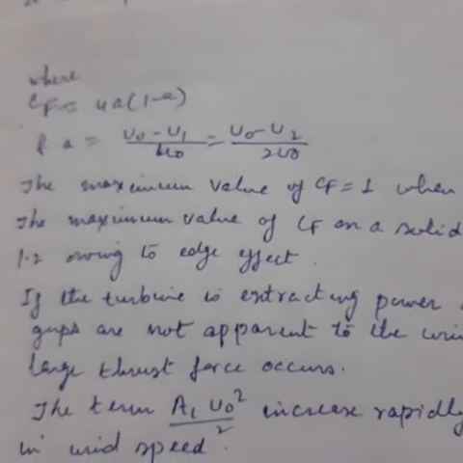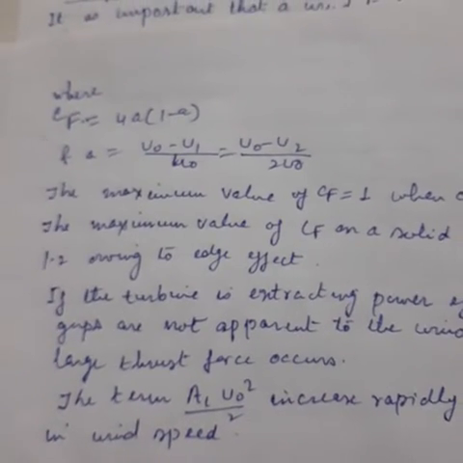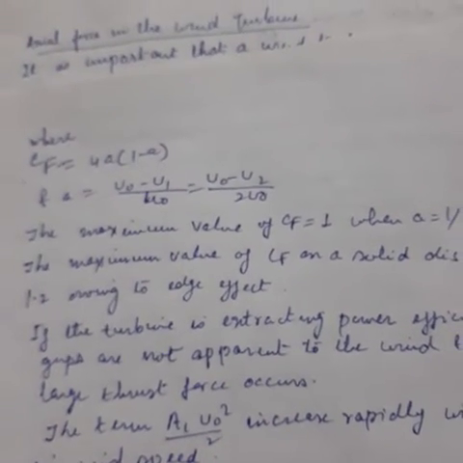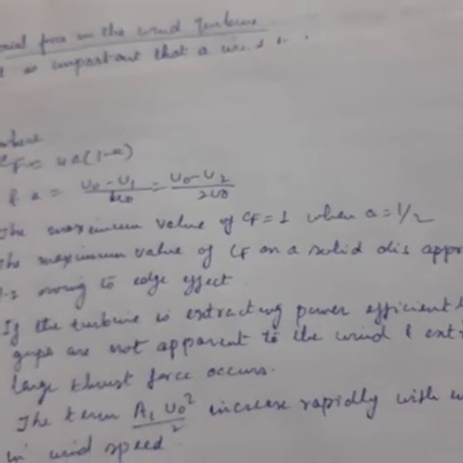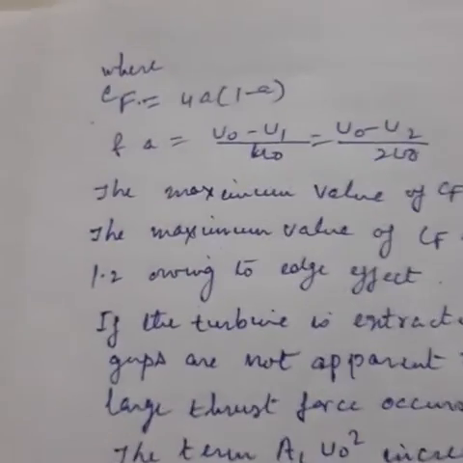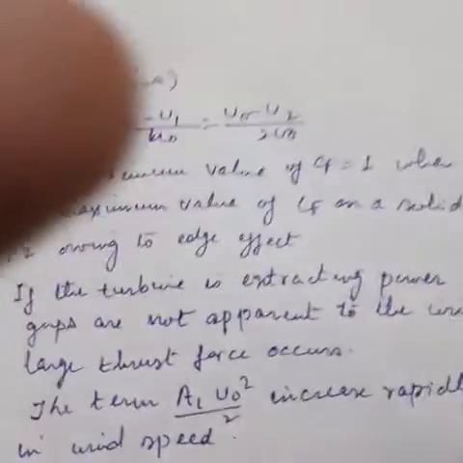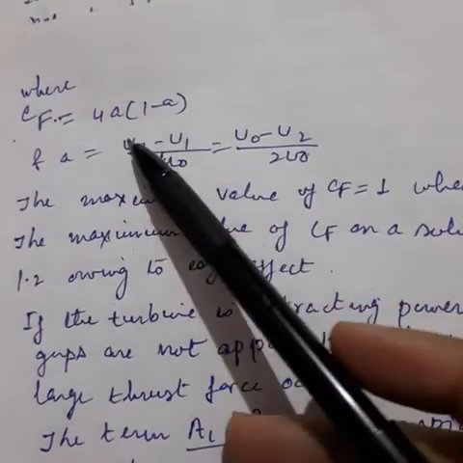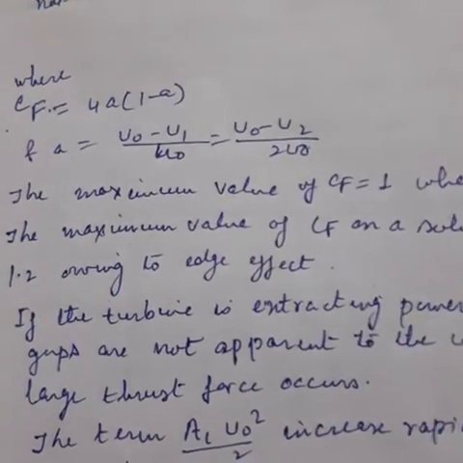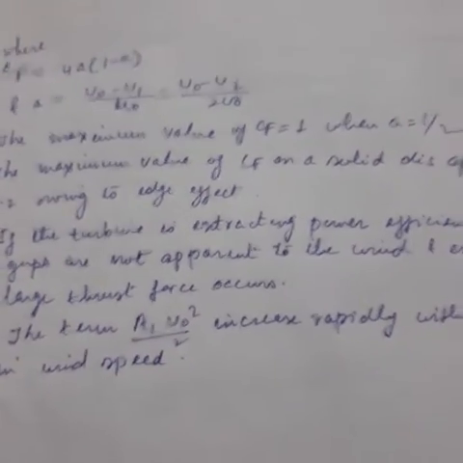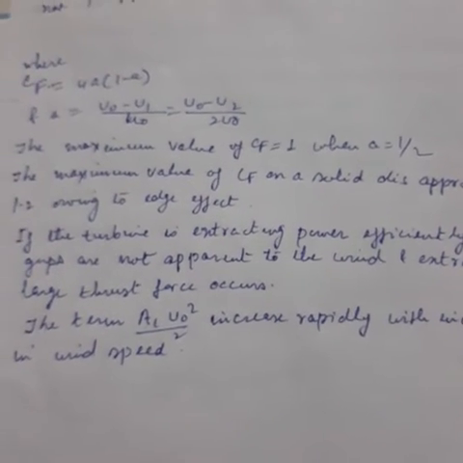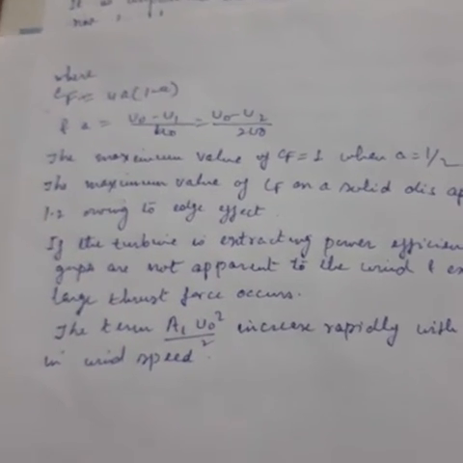The maximum value of the Cf in this equation, the maximum value of Cf is 1, where a is equal to 1 by 2. We put a is equal to 1 by 2, then we calculate 2 into 1 by 2, that is equal to 1. So the maximum value of Cf is equal to 1, where a is equal to 1 by 2.